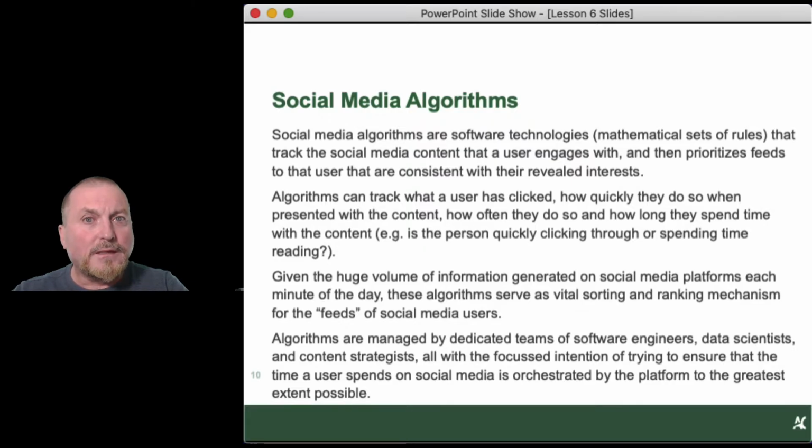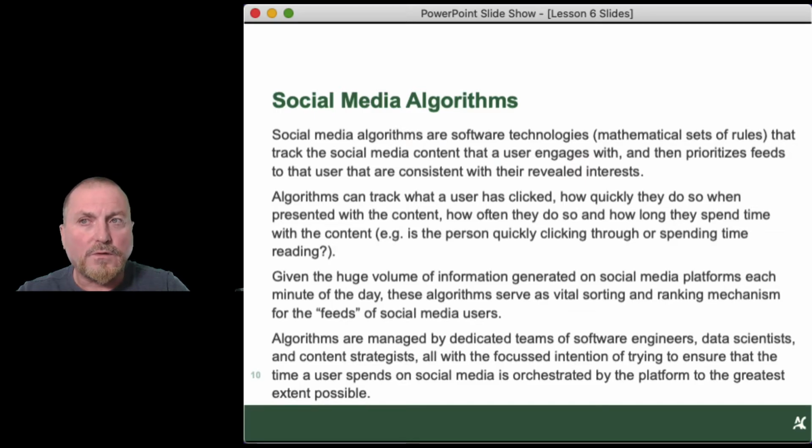Now, just because something's being tracked, it doesn't mean it's sinister, right? But it does mean that there's data out there that is shaping the type of dialogue and the type of things you're seeing in your social media experience, because that's what it's designed to do. Social media algorithms are the basis for social media, right? And let me explain what I'm talking about there. Social media algorithms are software technologies.